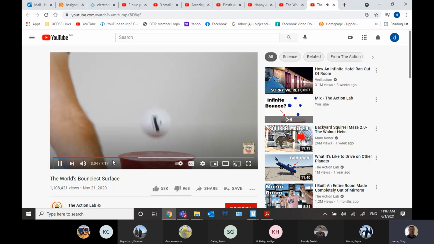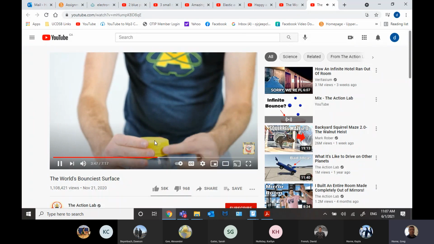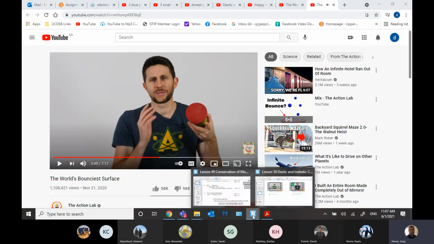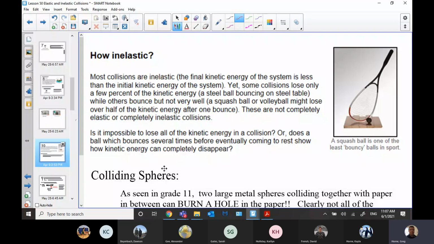So anyways, he shows how to do it there at the end. Stretch a balloon over a cup, and it makes this extremely bouncy surface. Anyways, the idea of energy being stored and coming back out. I got a little carried away there, but it's all good.